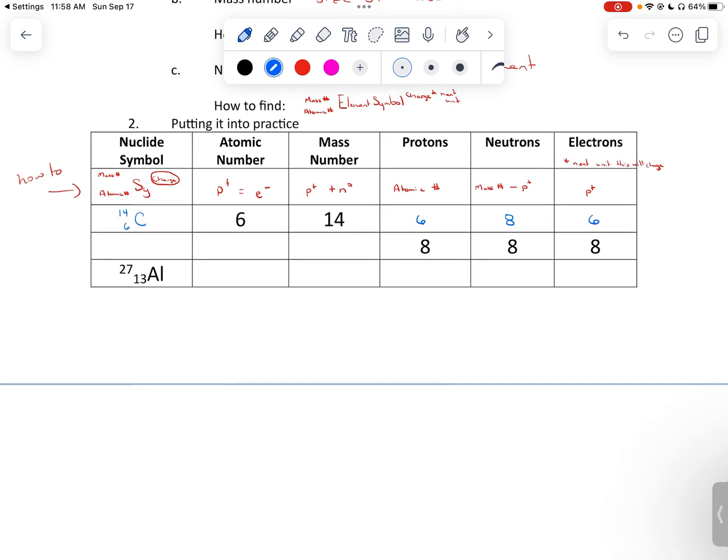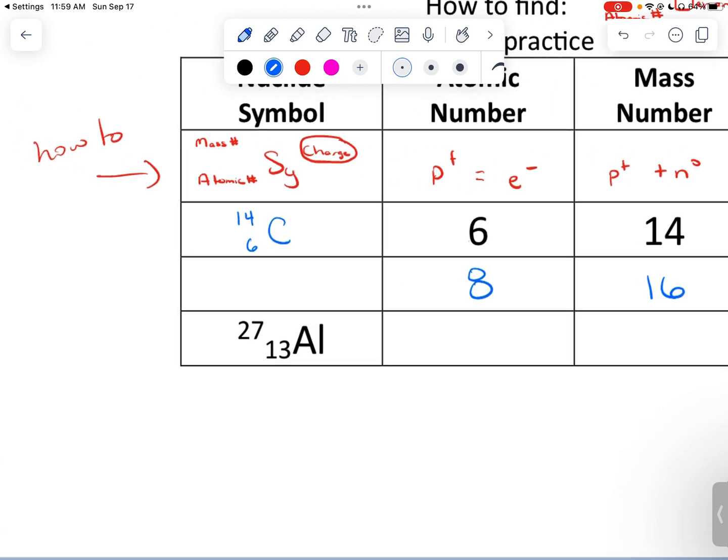All right, let's see what we've got with a different one. This time we're given protons, neutrons, and electrons. And we want to work kind of backwards, if you will. So remember, protons plus neutrons gives us our mass number. So 8 plus 8 is 16. Remember, protons and atomic number are the same. So for our nuclide symbol, we're going to have 16, 8, and then we look on our periodic table for which one is 8, and that is oxygen. So that's why I put O right there.